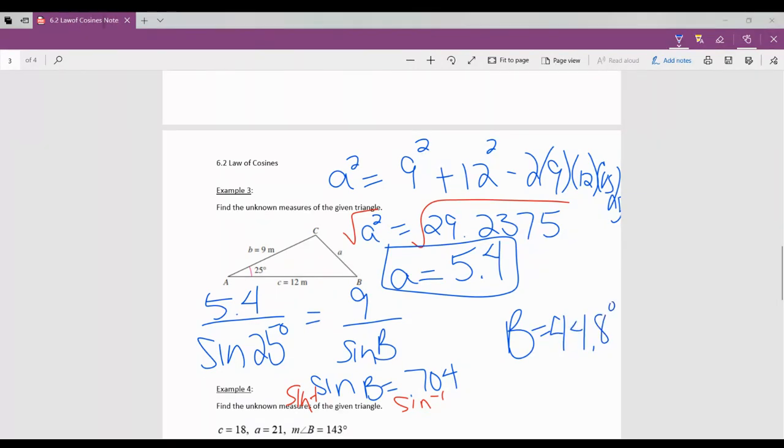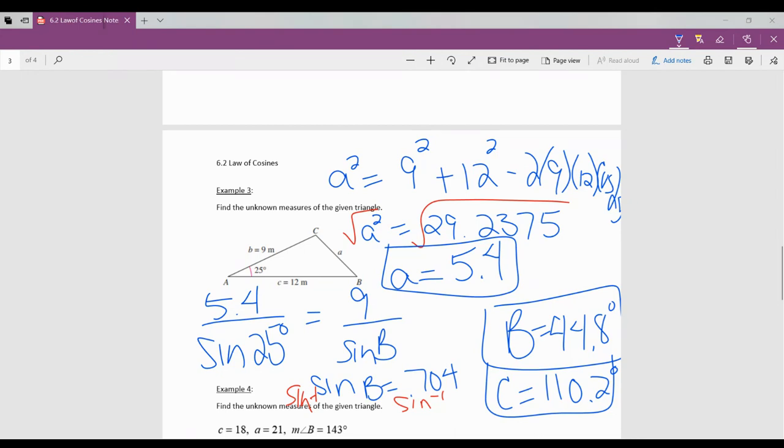so 44.8 degrees. Okay, so now I have 2 out of the 3 angles, so I'm going to do 180 minus 25 minus 44.8, and I get angle C, that's the final remaining one that I'm missing, is 110.2 degrees. All right, so key thing is that all 3 angles need to add up to 180.